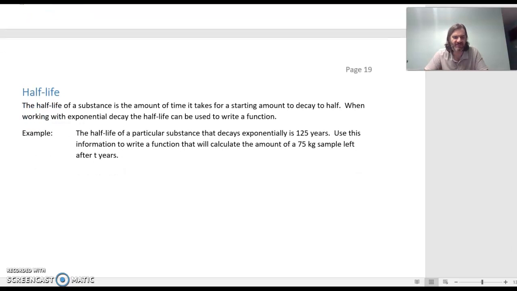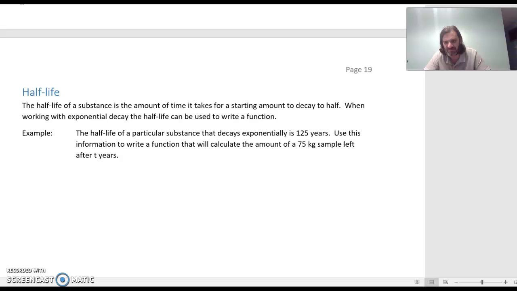So this is a half-life problem. We're still going to use the same formula, but it says the half-life of a substance is the amount of time it takes for a starting amount to decay to half of that amount. When working with exponential decay, the half-life can be used to write a function. Okay, so it might help us get some things that we might not have.